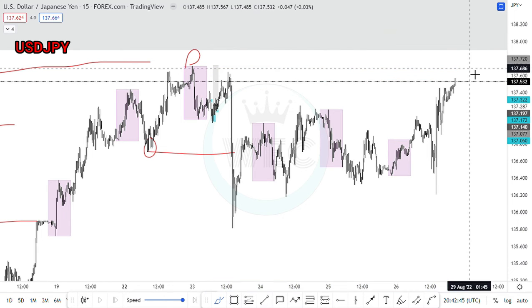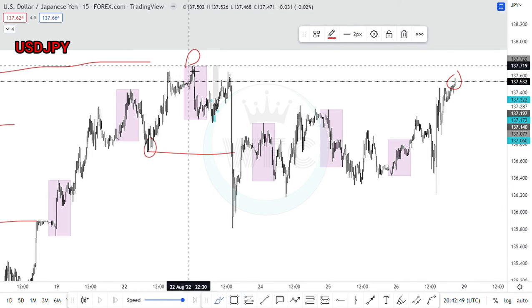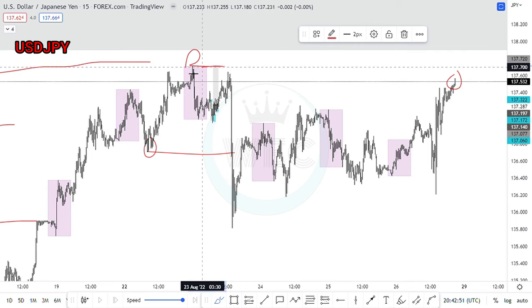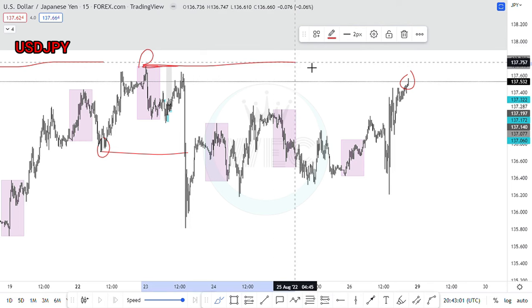But personally, I wouldn't be selling from here. Why? I have this high in here, which was in confluence with the Asian high, and you can see that the high has not been taken out yet. So in as much as M15 is bearish, I'll wait and see that this high is taken out first.